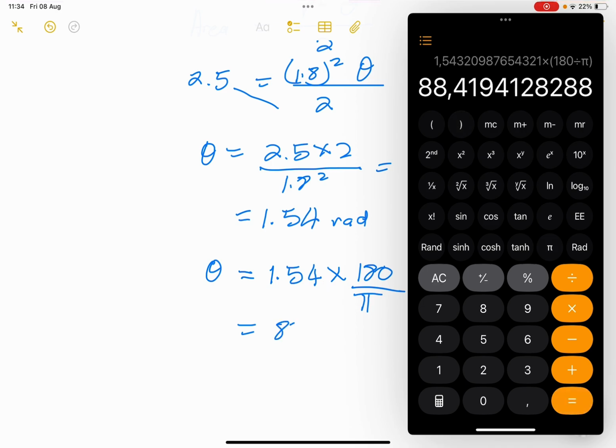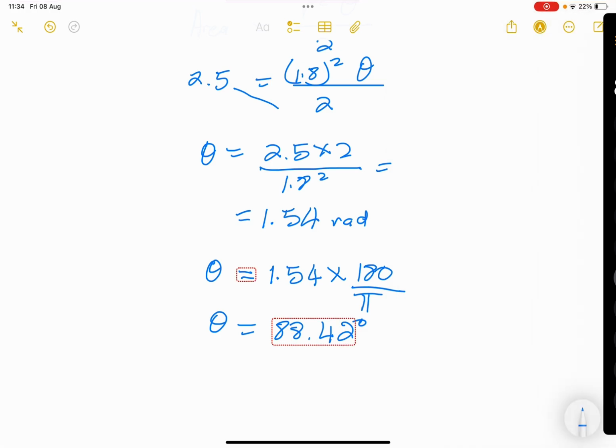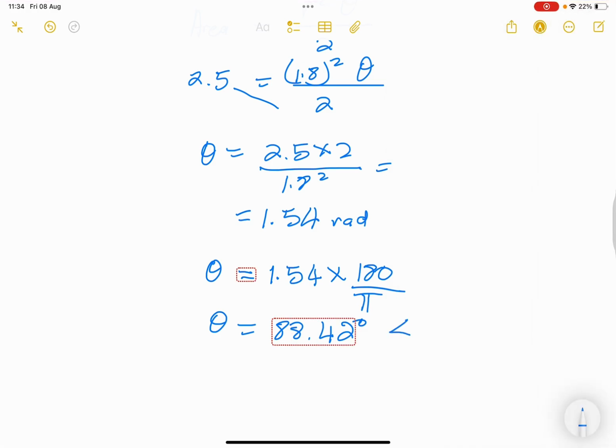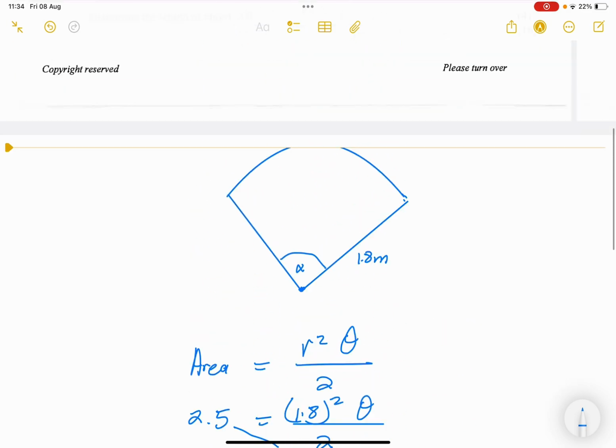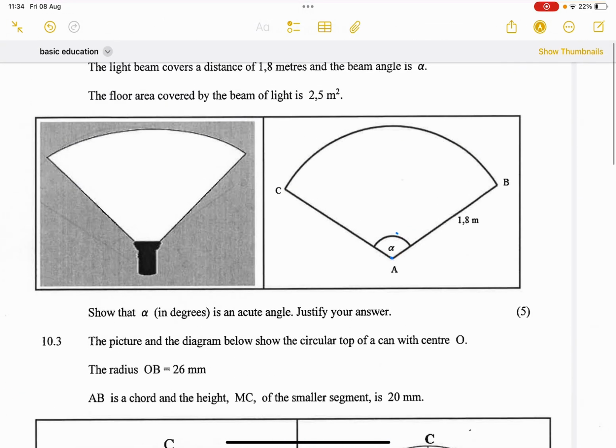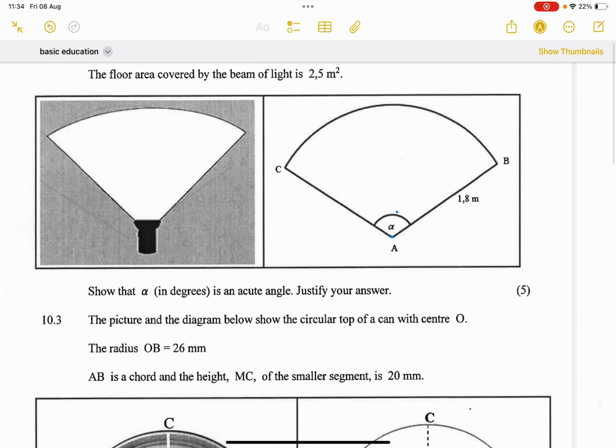I get an angle of 88.42 degrees. And definitely this is less than 90 degrees, so therefore it is acute. That's an acute angle, ladies and gents, and that is how the cookie crumbles for this question.